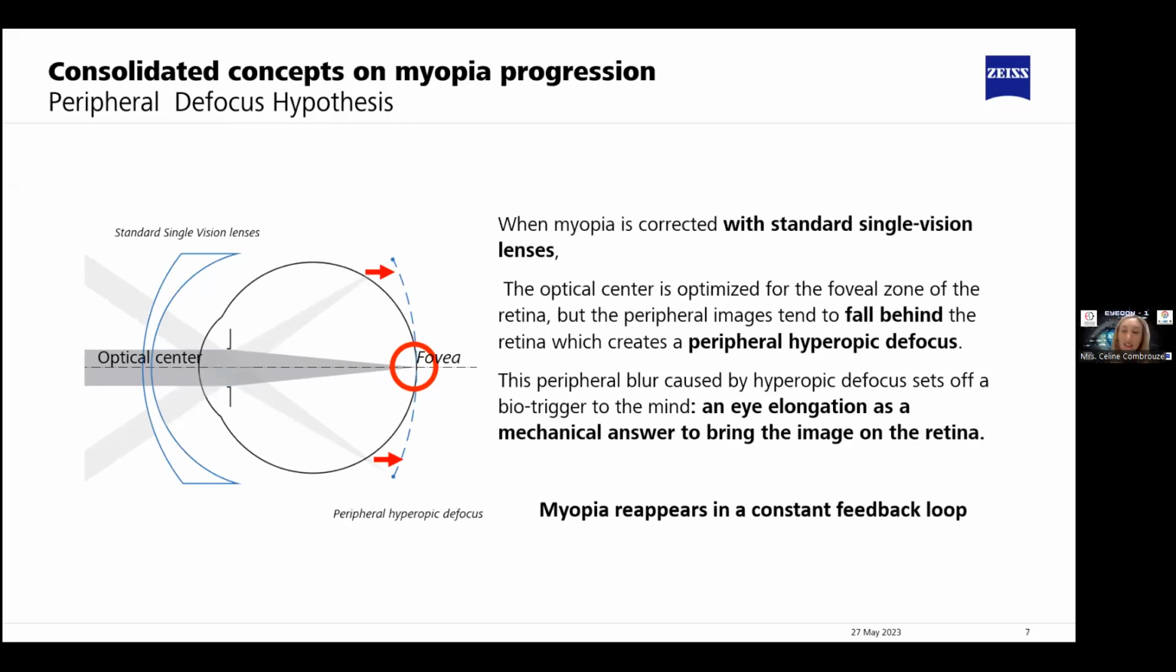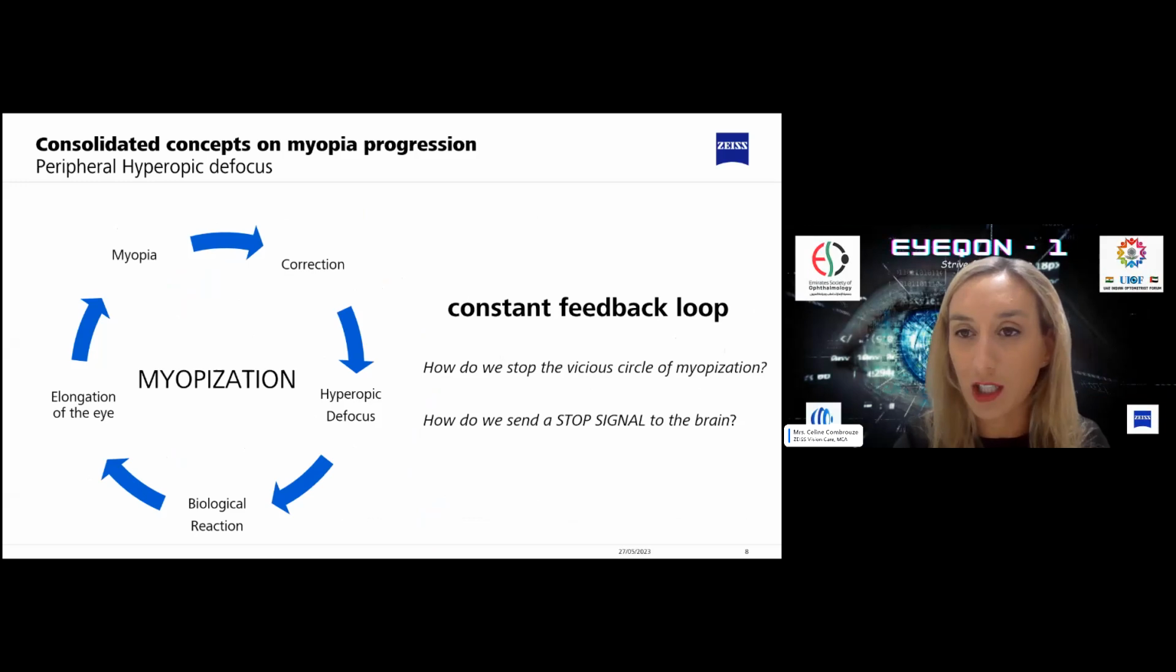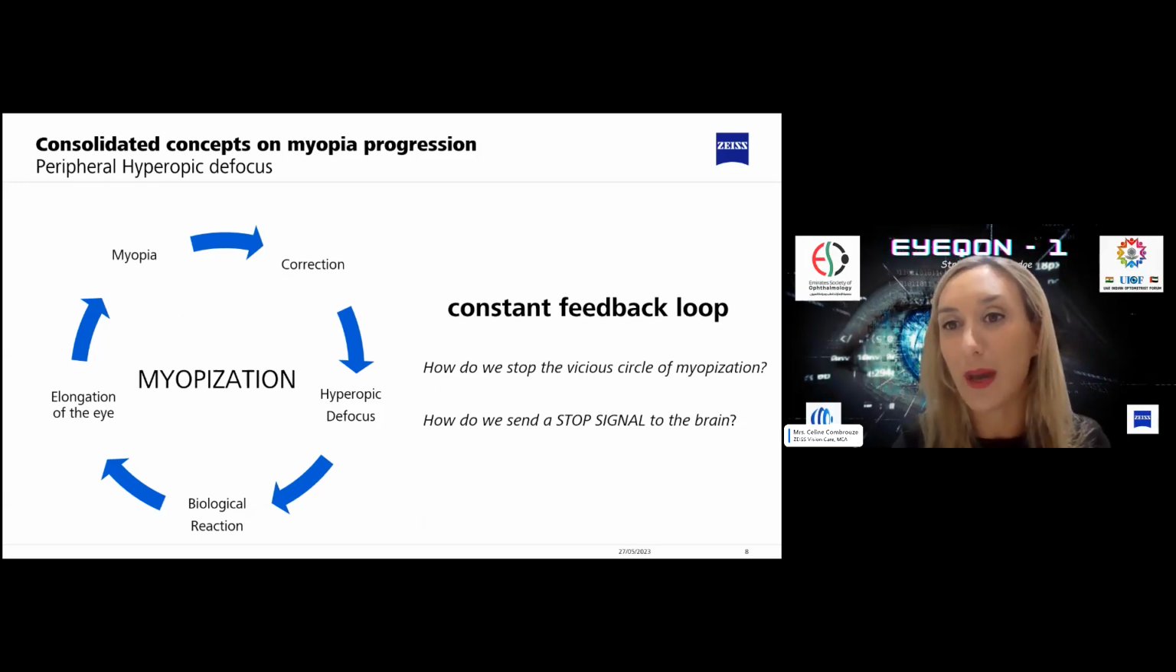Then this part of the retina is actually very sensitive. And so a signal is going to be sent to the brain, which is the elongation of the eye, to bring back this image on the retina. This is why myopia reappears in a constant feedback loop. You have myopia, you wear glasses, you have this hyperopic defocus on the peripheral part of a single vision lens. You have this biological reaction, which is the elongation of the eye, and then you have myopia again, and again, and again. So it's a constant feedback loop.